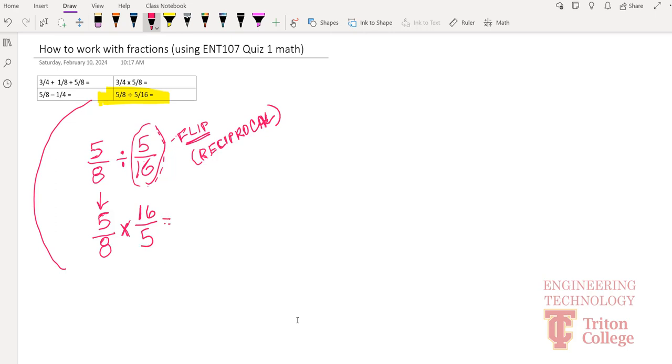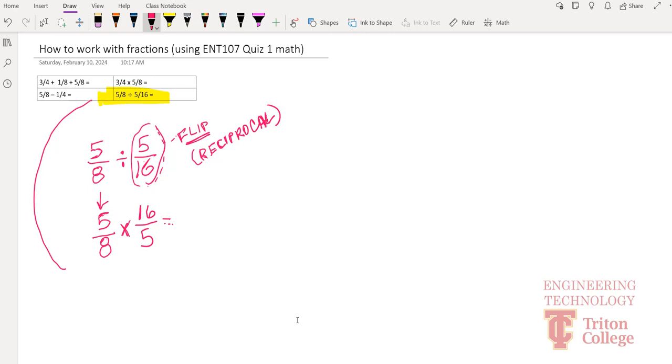So it's 16/5. Got it? So if you just remember to flip it, you're good, because that's actually what you did. You took the 16, put it on top, you took the 5, put it on the bottom. You literally flipped the position of the two numbers. That's it.